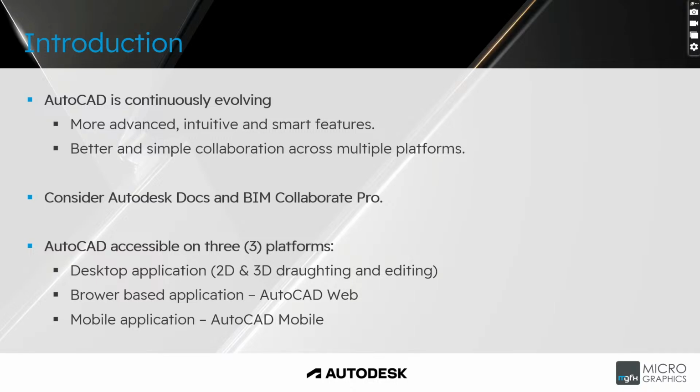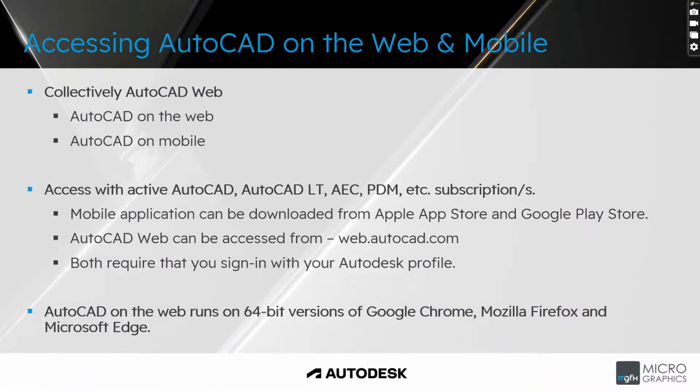So AutoCAD is accessible on 3 platforms at the moment. One is your desktop application, your browser-based application, which is AutoCAD on web, and then your mobile application, which is AutoCAD Mobile. The term is collectively AutoCAD Web, and AutoCAD Web consists of AutoCAD on the web and AutoCAD on mobile. Just for simplicity, I will be using them interchangeably, but just know that both those applications or platforms form part of AutoCAD Web.